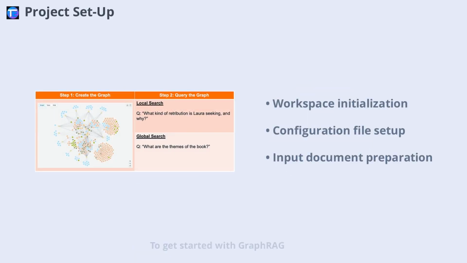To get started with GraphRAG, you first need to set up your project workspace. The documentation guides you through this process, and once initialized, you'll find a configuration file in your project directory. For our example, the book Penitencia is added to the input folder, and we use the default settings for indexing. This setup ensures that everything is ready for the next step, creating the graph. With the groundwork laid, let's move on to see how the graph is actually built from your source documents.